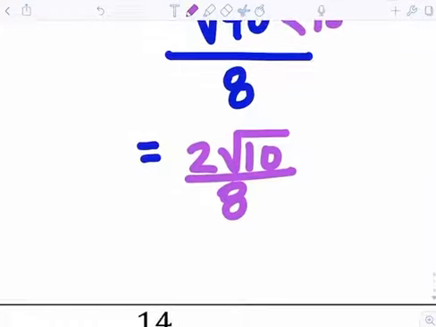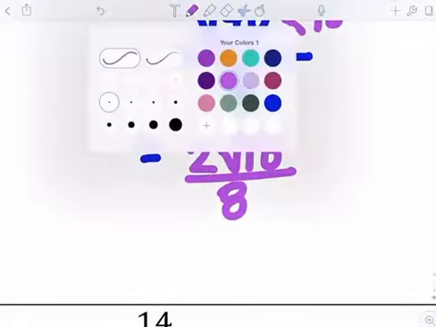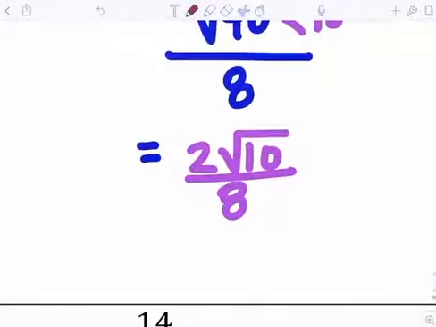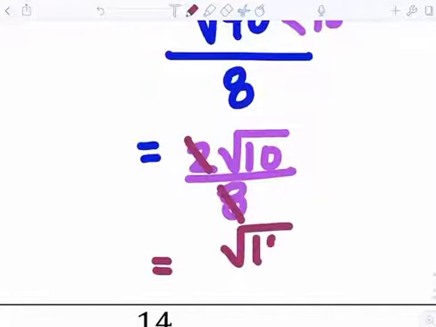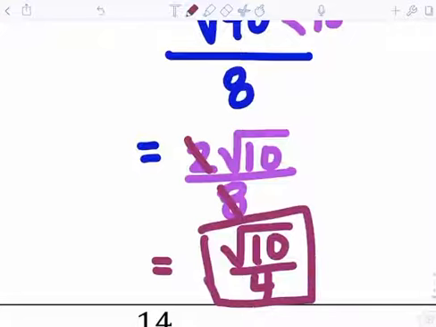Now we need to make sure that our answer is fully simplified, which I could see that 2 and 8 are both outside of a radical, so I could actually simplify those. So that 2 is going to go away, this 8 is going to become a 4, so my final answer would be root 10 over 4. Now again, I cannot simplify the 10 and the 4 because the 10 is inside of a radical and the 4 is outside, so we literally just leave our answer like that.